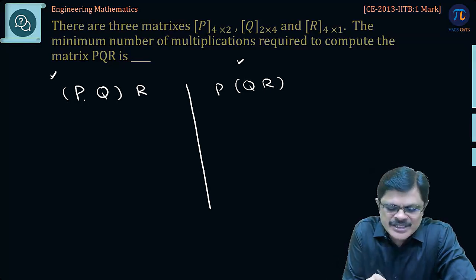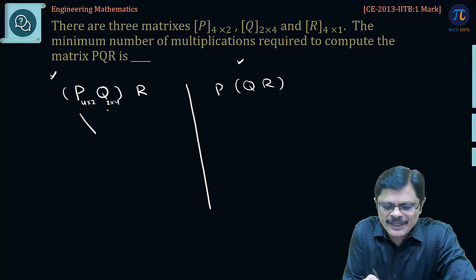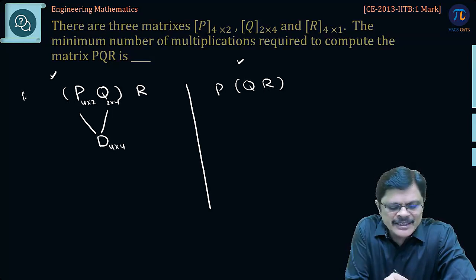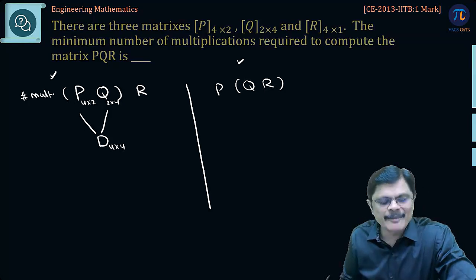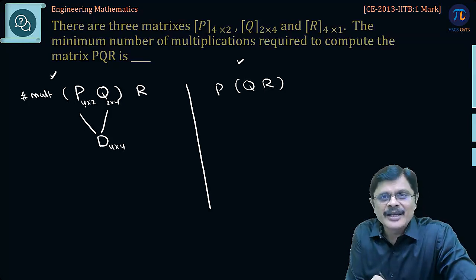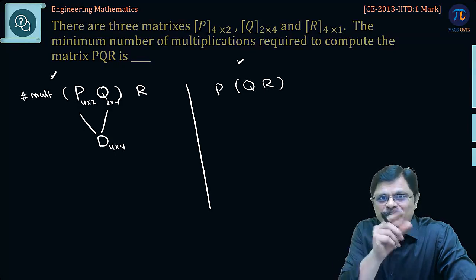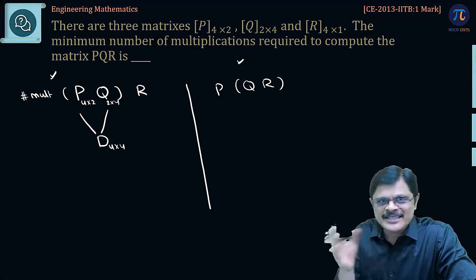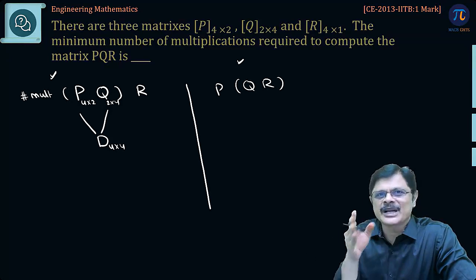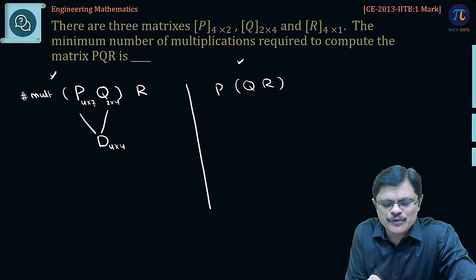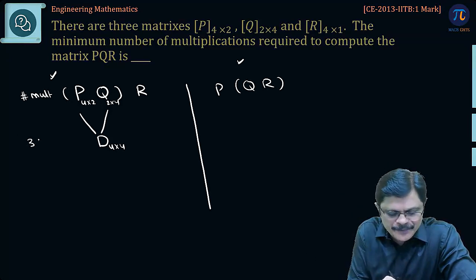Okay, so this is 4 by 2. This is 2 by 4. When you multiply, you get some matrix, say D. The order of this matrix is 4 by 4. But to get this particular matrix, how many multiplications are required? If P by Q and Q by R matrices are multiplied, the number of multiplications required is P into Q into R. That is 4 2s 8, 8 4s 32.